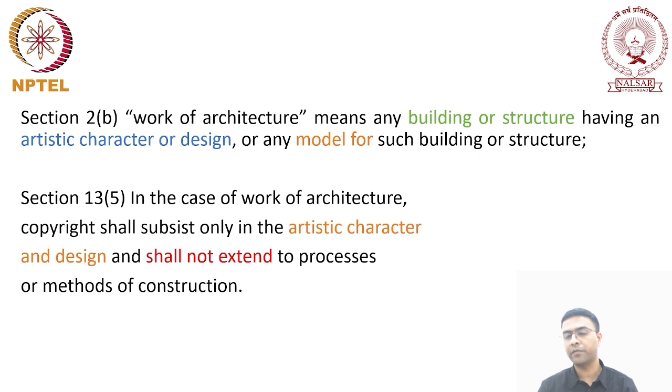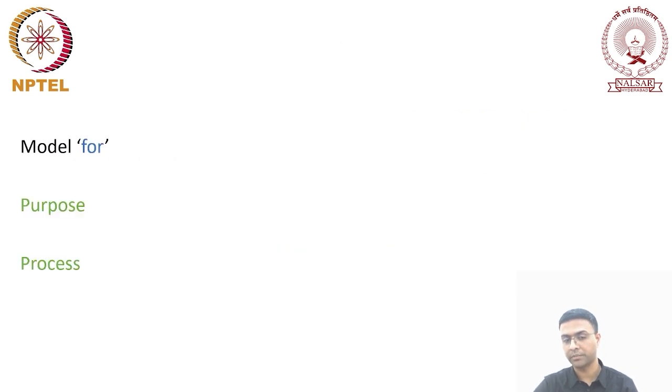As we can see, the interpretation of work of architecture under the Indian Act states: work of architecture means any building or structure having an artistic character or design or any model for such building or structure. What is the difference between a model for a building and a model of a building? A model for a building demonstrates that there is a purpose for the creation of such a model.